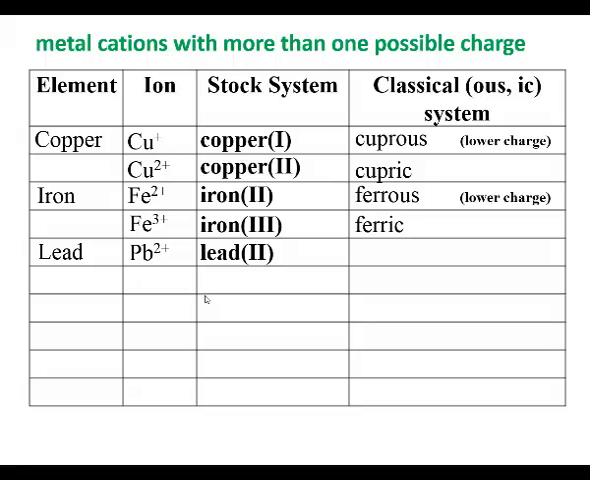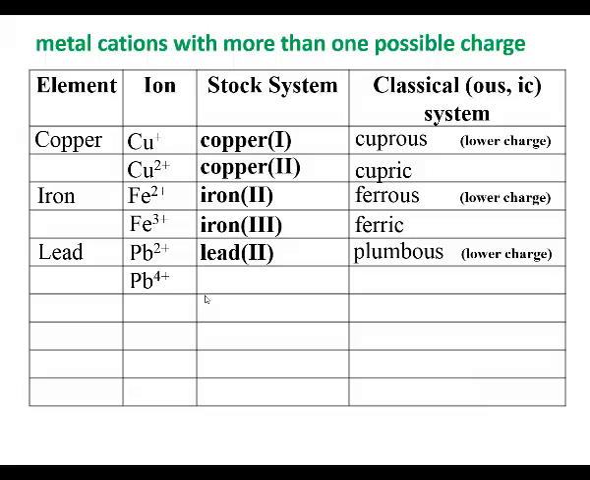2+. So I might write it as lead in brackets and Roman numerals 2, or we might use its older Latin name. So we're looking at the ending changing to an us for the lower of the common charge state. So I would call it plumbus. Okay, so this would be plumbus for it.